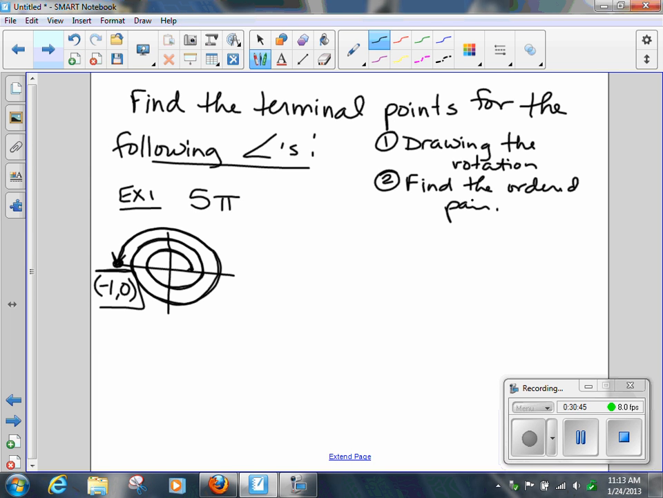2.5 revolutions, yes. And see, your brain's going to go there. 720 plus 180 is 900 degrees, yeah.